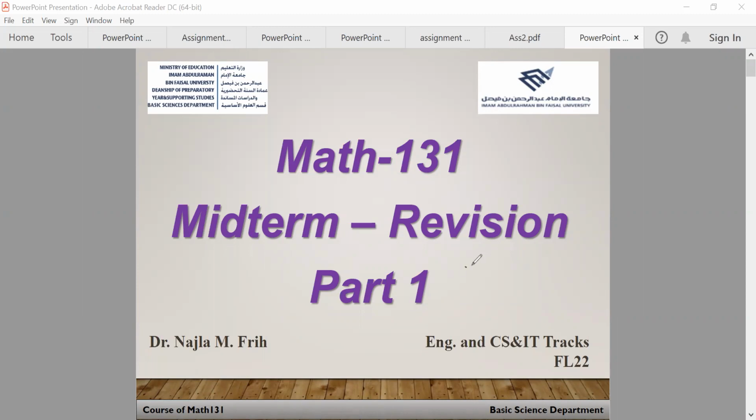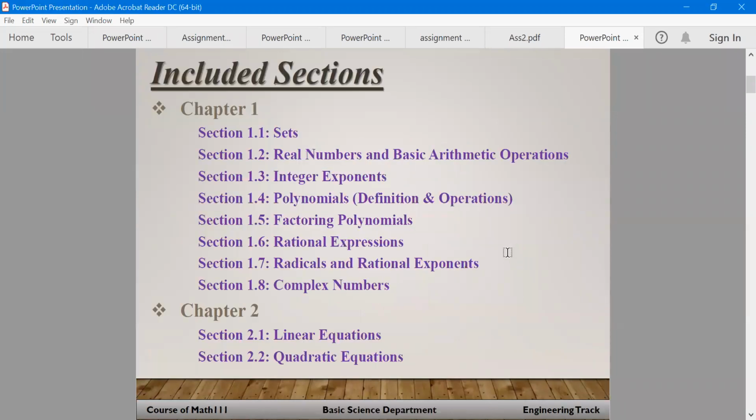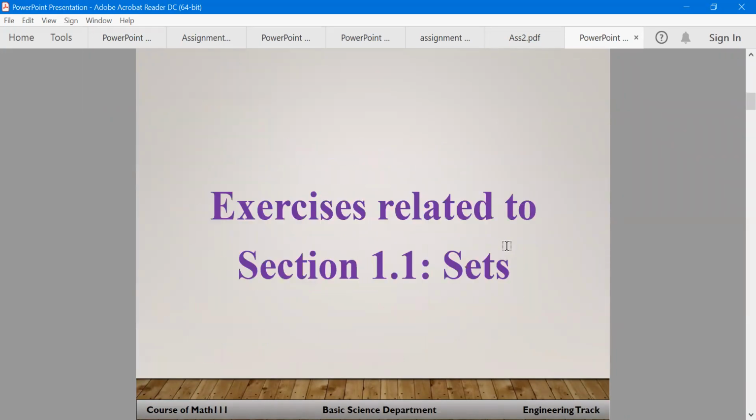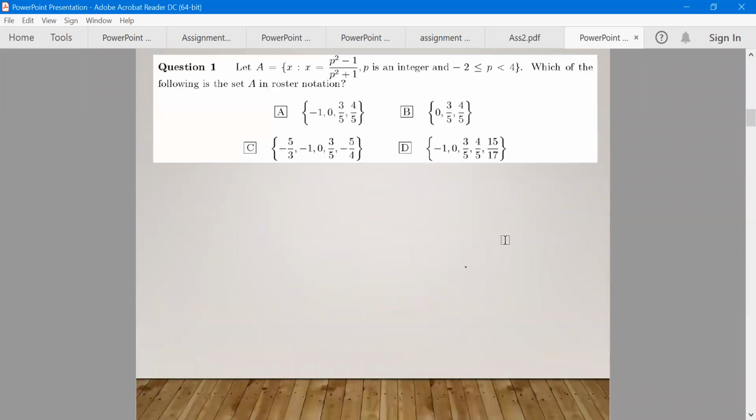I start in this video with the section 1.1 sets. So this is the exercise. You can pause, try to solve it, and see the solution later.